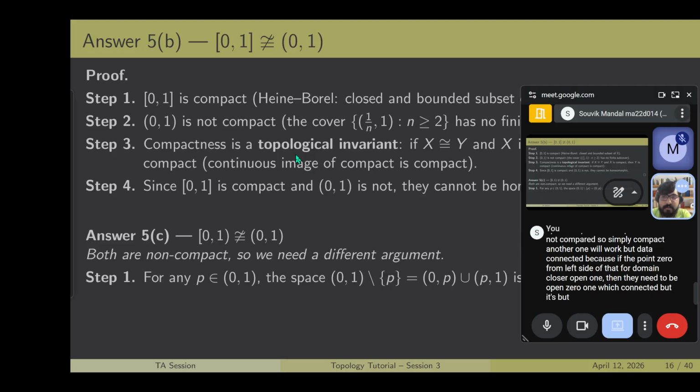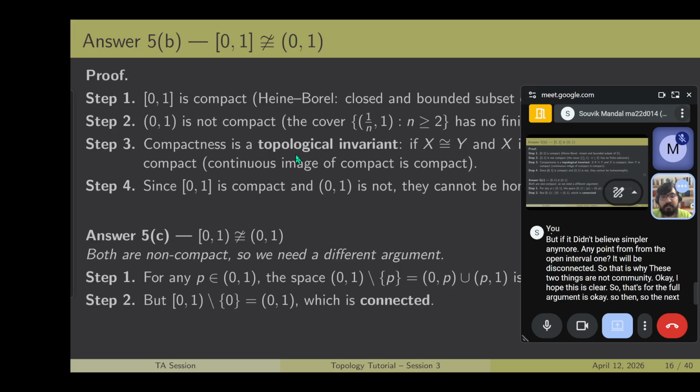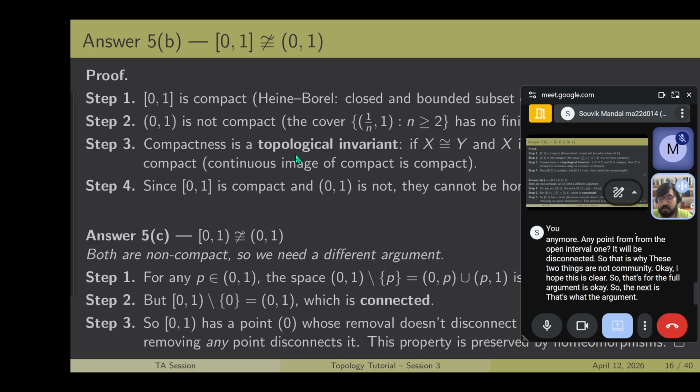But if we remove any point from the open interval (0,1), it will be disconnected. So that is why these two things are not homeomorphic. I hope this is clear. So that's what the full argument is. So the next is that's what the argument. Please go through the argument once, then I shall go to the next problem.